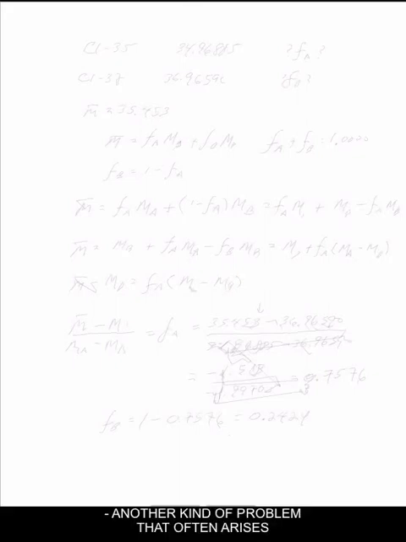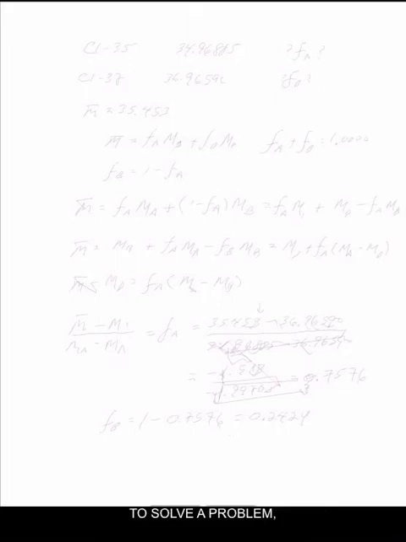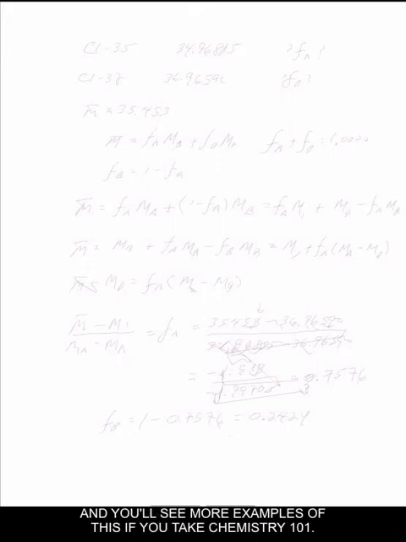Another kind of problem that often arises is you are given two isotopes, you're given their masses, you're also given the average mass, in other words from the periodic table, and you want to calculate the frequencies. And this kind of problem illustrates an important general idea of sometimes having to set up two simultaneous equations to solve a problem. And you'll see more examples of this if you take Chemistry 101.